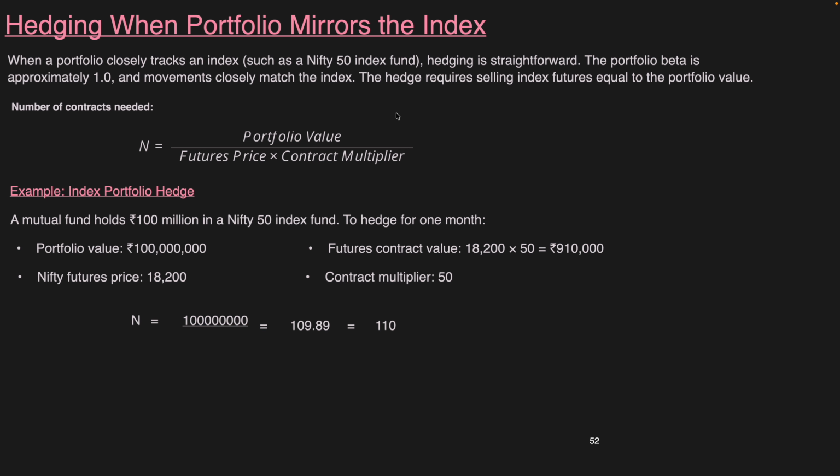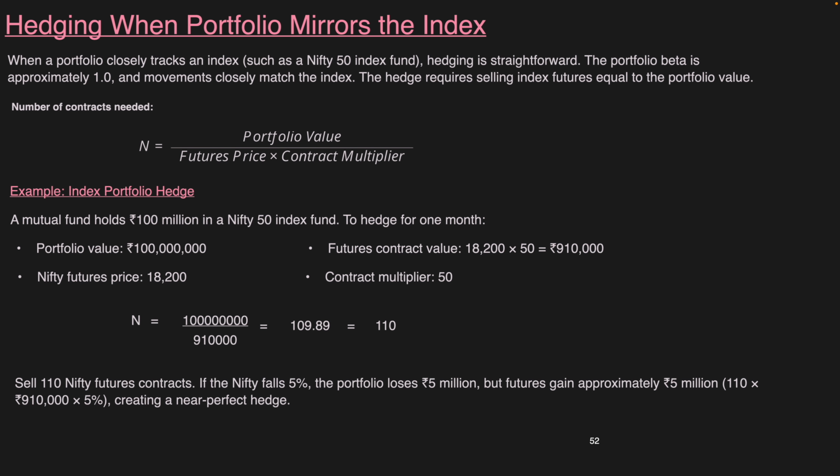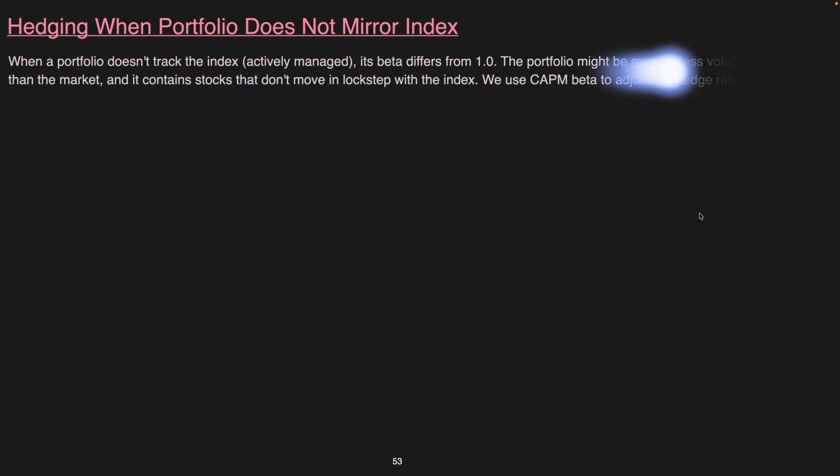Since the portfolio is mirroring the index, the coefficient of correlation will be 1. They are perfectly correlated, it is assumed. As a result, 110 will be a perfect hedge. But let us assume the portfolio does not mirror the index at all.